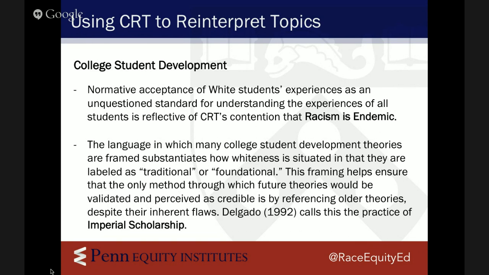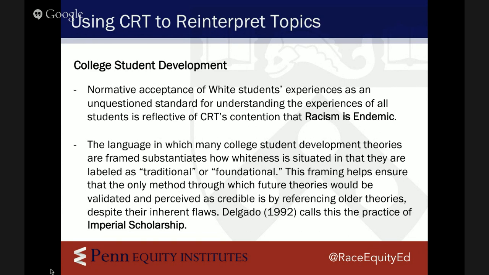And when we think about the way we position theories, older theories are considered to be traditional and foundational, and it just so happens that the majority of those theories are written by white people, namely white men. But that sort of framing basically ensures that anyone who's writing a future theory, if it's to be validated in some way, would have to reference these older theories that we know have some inherent flaws in them.